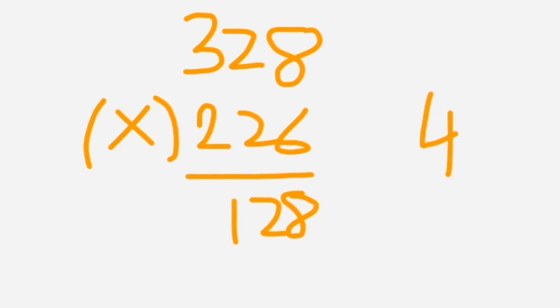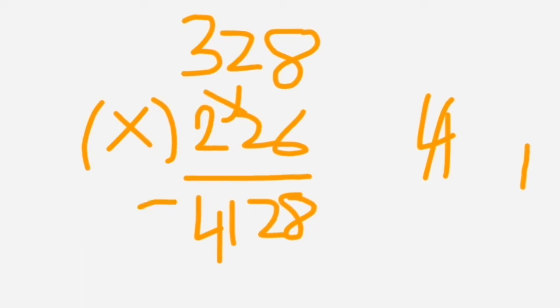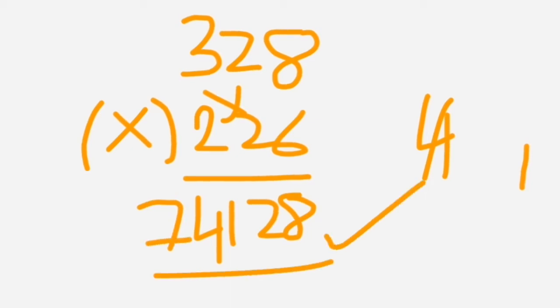The next step would be the fourth step, that is 2 into 2 plus 3 into 2. So 4 plus 6 would be 10. So 10 plus 4 would be 14. So we are writing 4 here, and 1 carry out to the next number. The last step would be 3 into 2, 6. 6 plus 1, 7. So this is our final output.